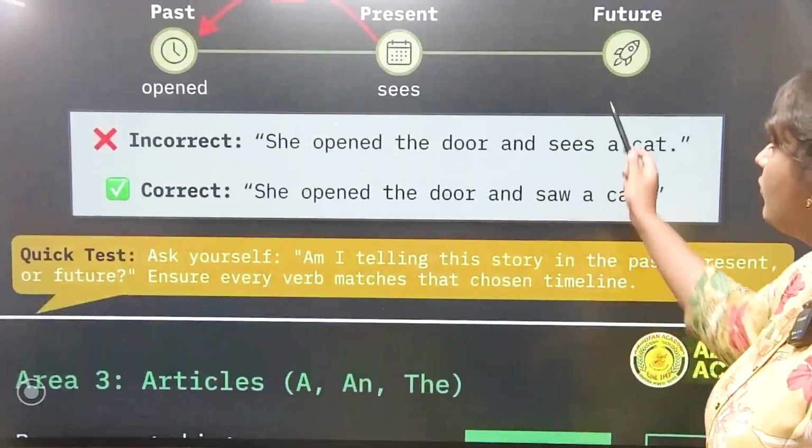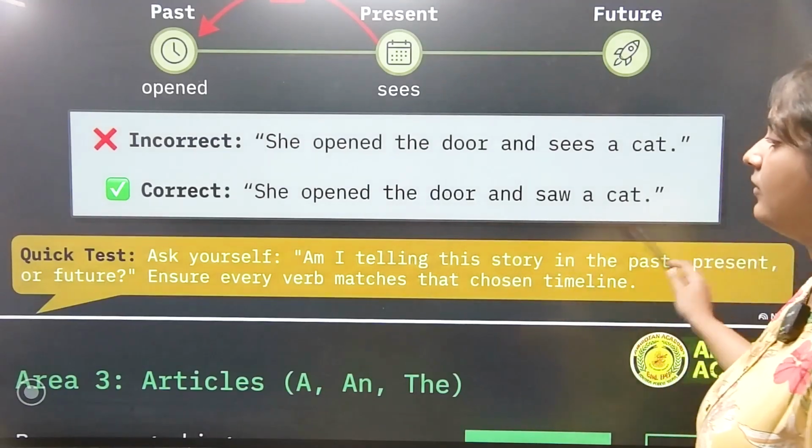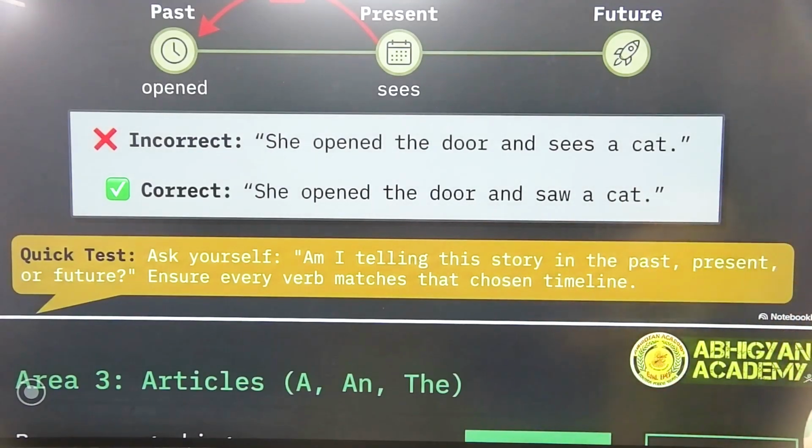If you have to do this into future tense, it will be she will open the door and might see a cat. Both of those will be future tense.